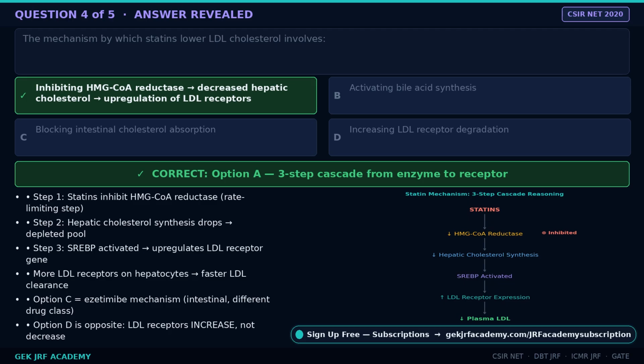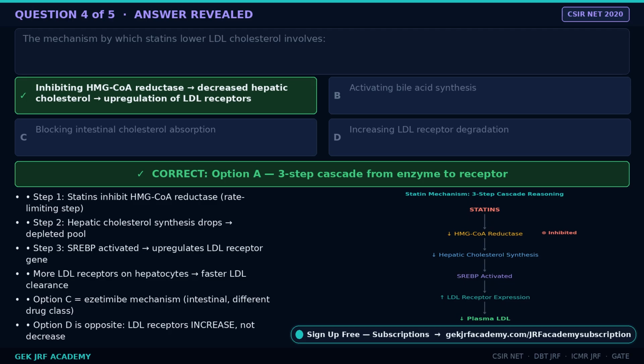Step 3. The depleted cholesterol pool activates SREBP, sterol regulatory element binding protein. This transcription factor senses low intracellular sterol levels and responds by upregulating the transcription of the LDL receptor gene on hepatocyte surfaces. More LDL receptors means faster clearance of LDL particles from the bloodstream, and plasma LDL falls.